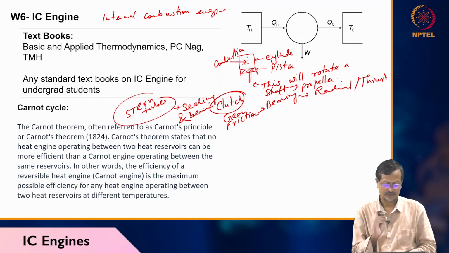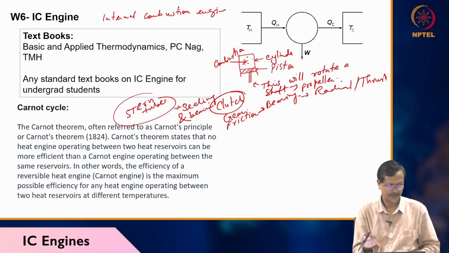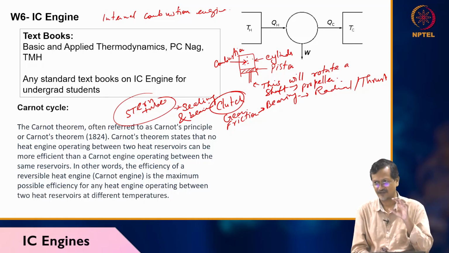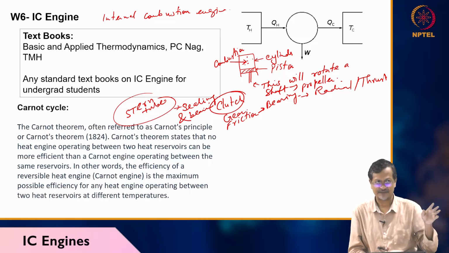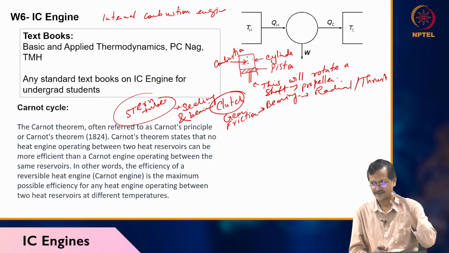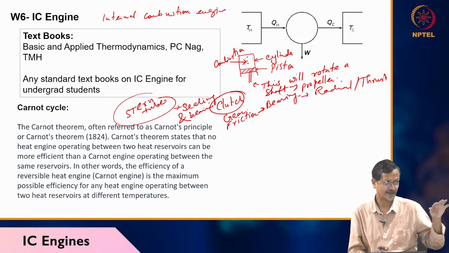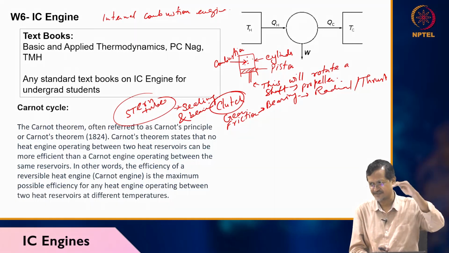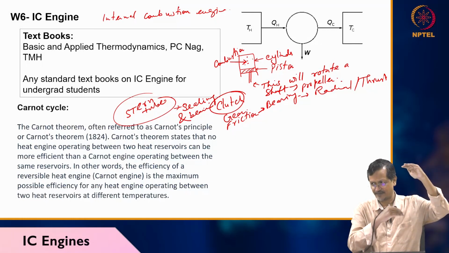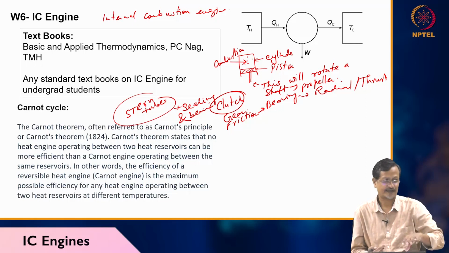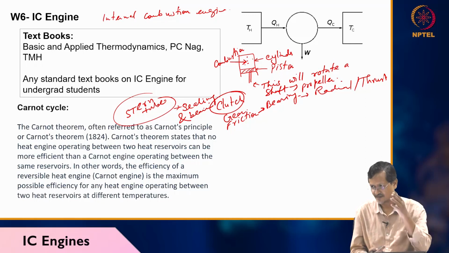So first, whenever you discuss any engine, we discuss the Carnot cycle. The Carnot cycle has a theorem. Carnot cycle means one certain engine that will have maximum efficiency. So any engine you design will have lower efficiency than this Carnot cycle efficiency. This Carnot cycle defines the maximum efficiency possible between two temperatures, a high temperature and a low temperature. The Carnot cycle formula gives the highest efficiency.